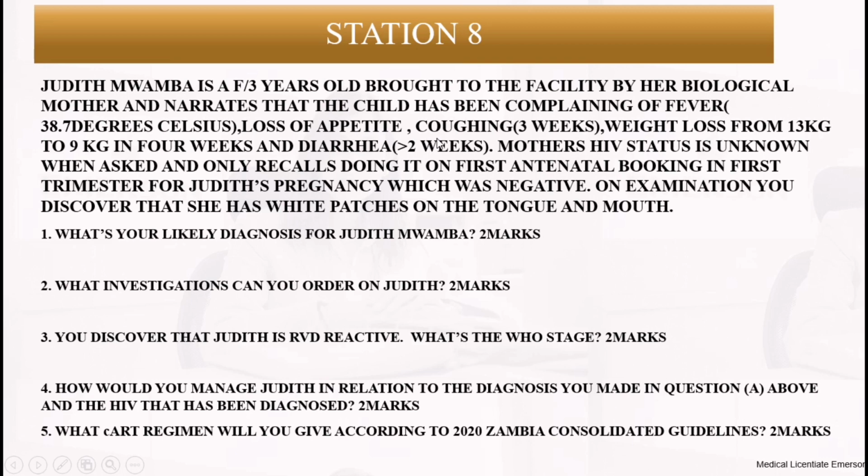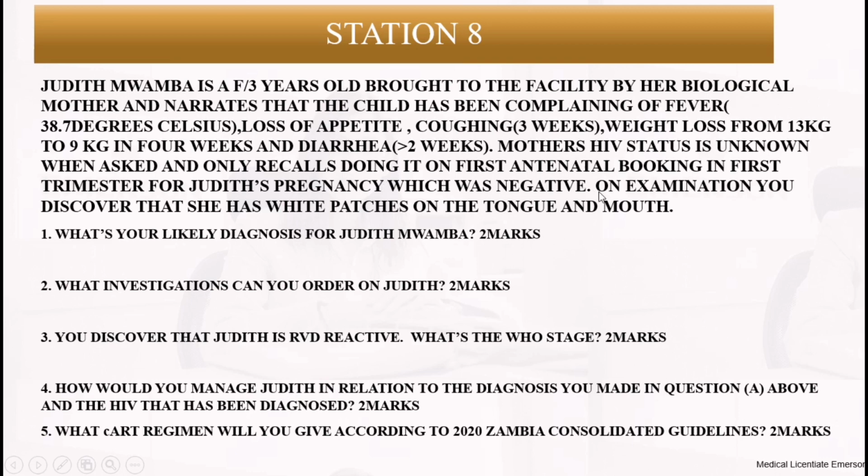There is also coughing for 3 weeks. Then there is weight loss from 13 kg to 9 kg in 4 weeks. Then of course there is also diarrhea for more than 2 weeks. Then the mother's HIV status is unknown. When asked, she only recalls doing it at the first antenatal booking in the first trimester, for this pregnancy, which was negative when she did it.